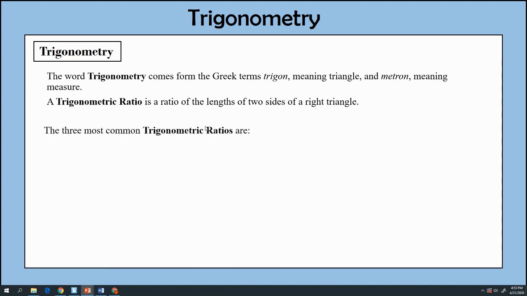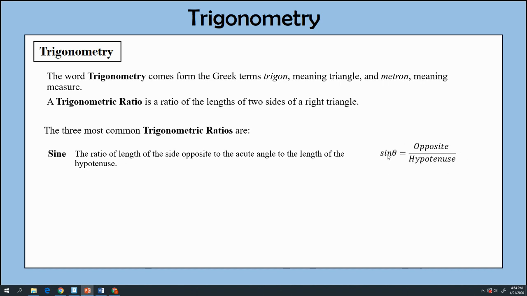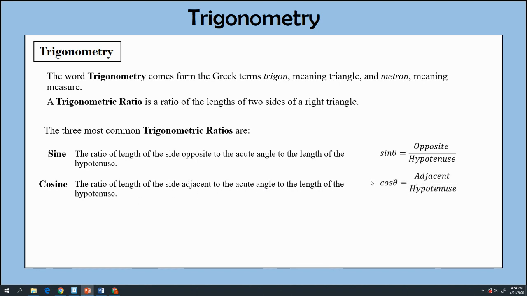And then our three most common trig ratios are sine, and the sine is the ratio of the side opposite to the acute angle to the length of the hypotenuse side of the triangle. So we write it like this: sine, and this is theta. I'll talk about that in a second. This is the angle. So sine of theta equals opposite over hypotenuse. The second one is cosine, and cosine is the ratio of the side adjacent to the acute angle we're working from to the length of the hypotenuse. So cosine, which is just the cos of theta, this is the angle again, is equal to adjacent over hypotenuse.